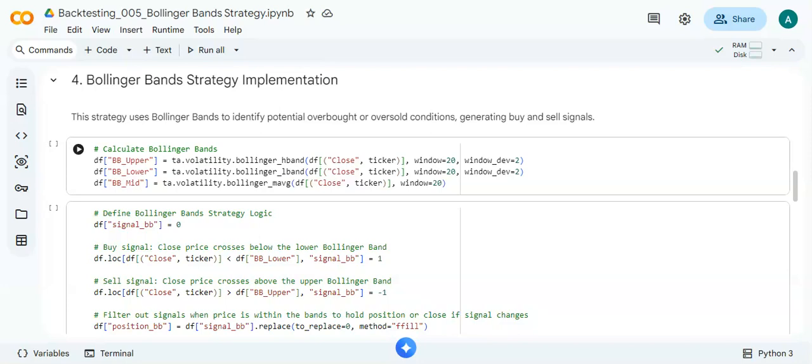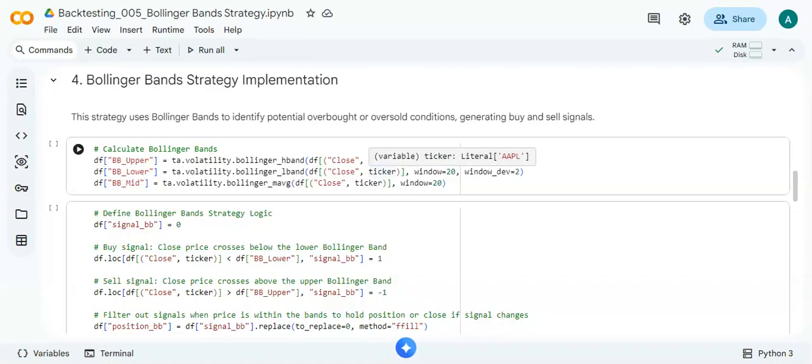Overbought condition. And here I'm not using any adjustments. So the window is 20 days. The window deviation is 2. This is the more mathematical part of it, so I'll not dive into it, but if you'd like, I can explain later on. Let me drop it in the comment.